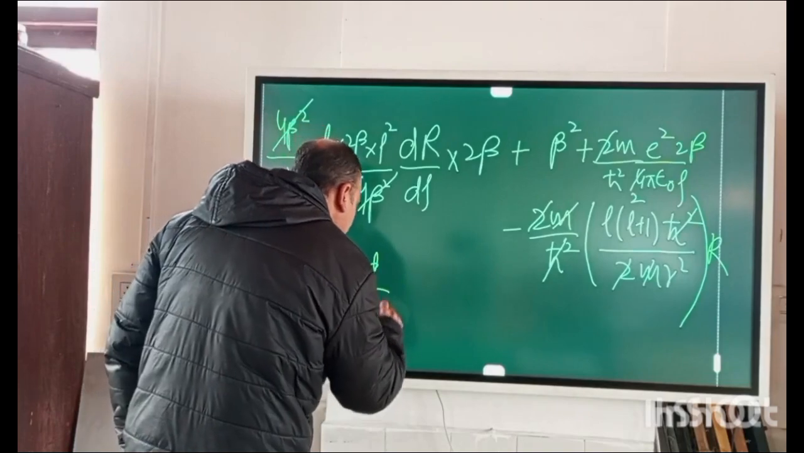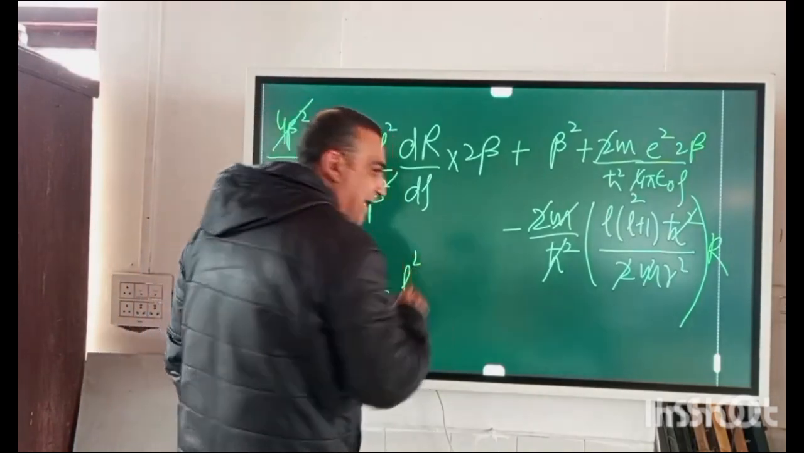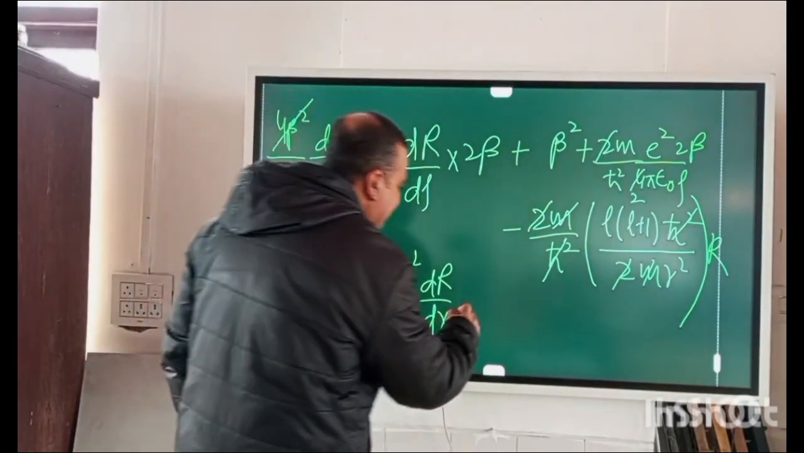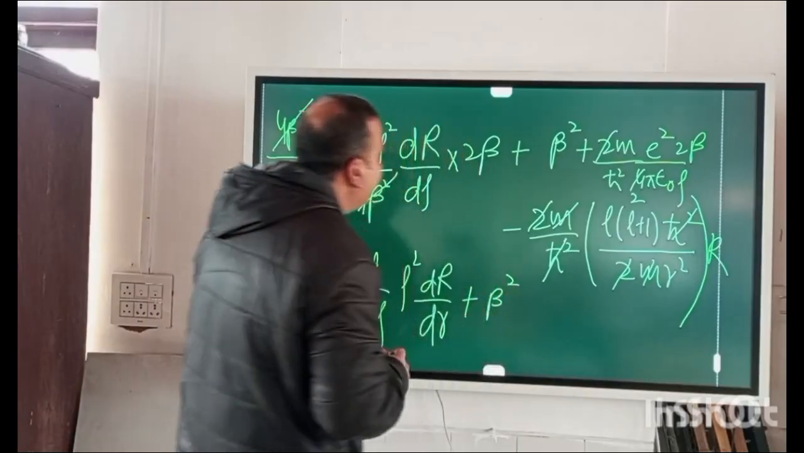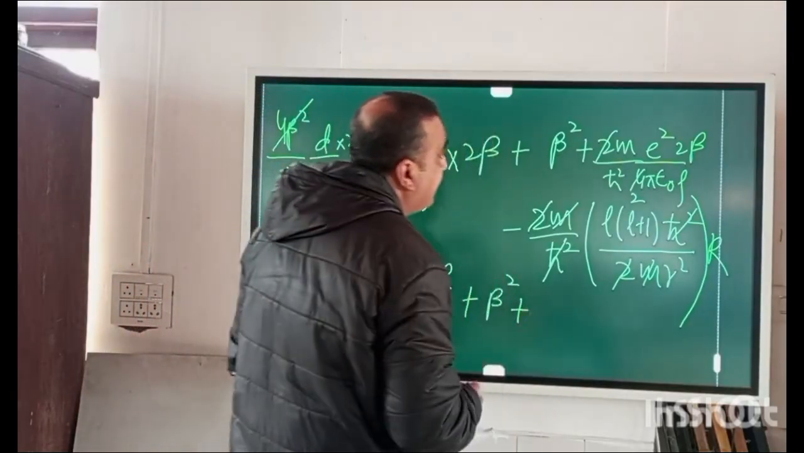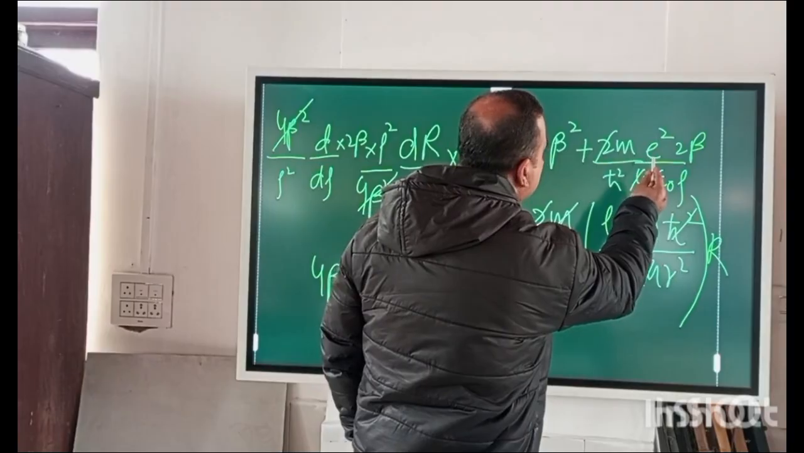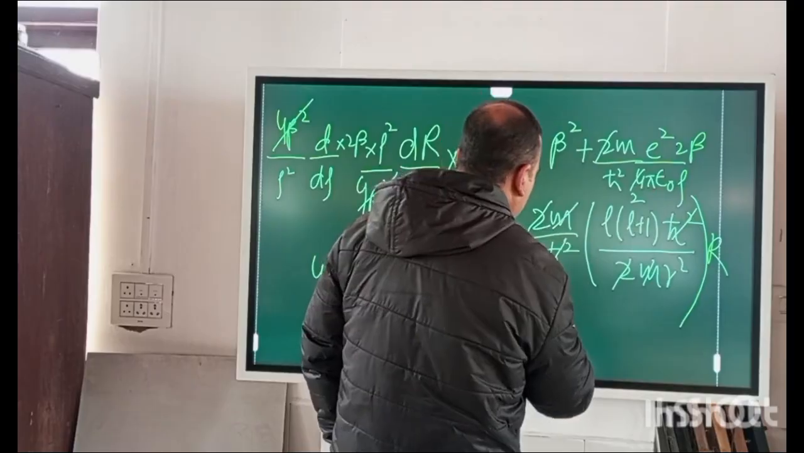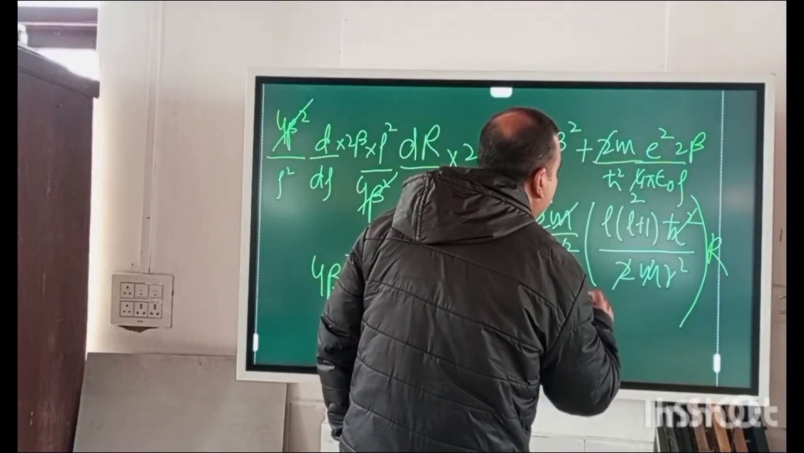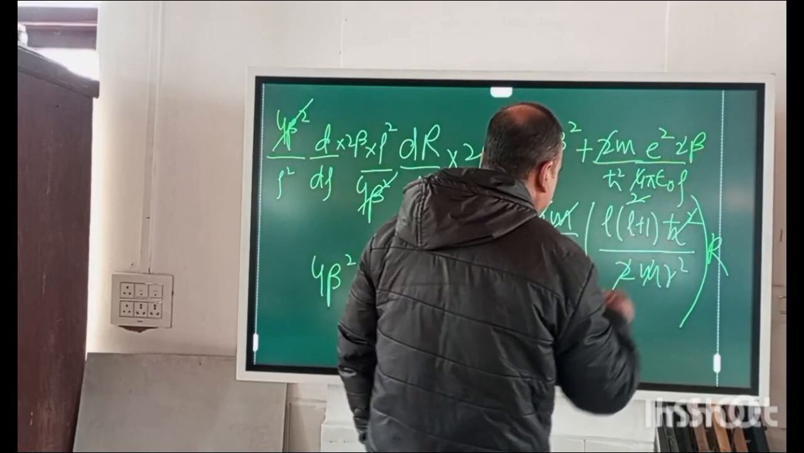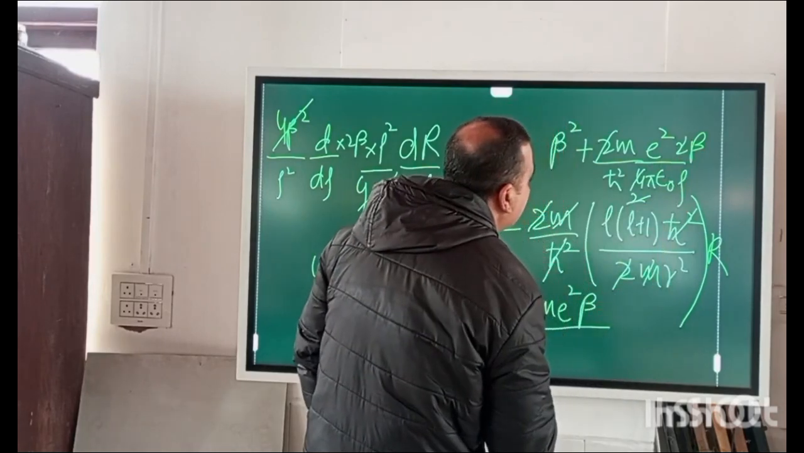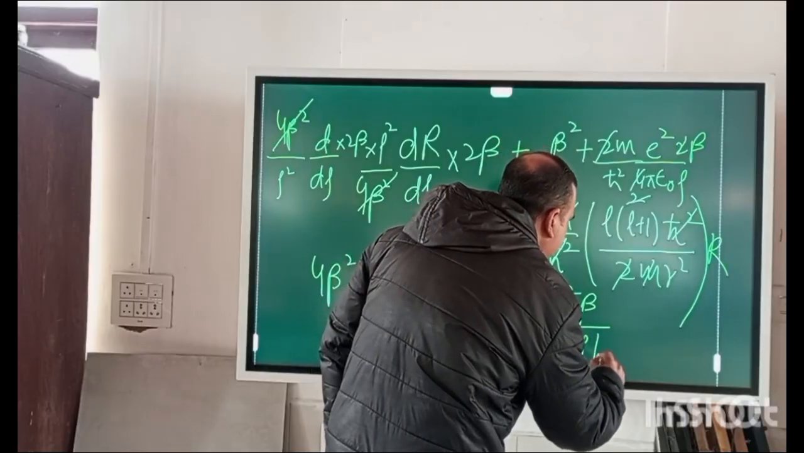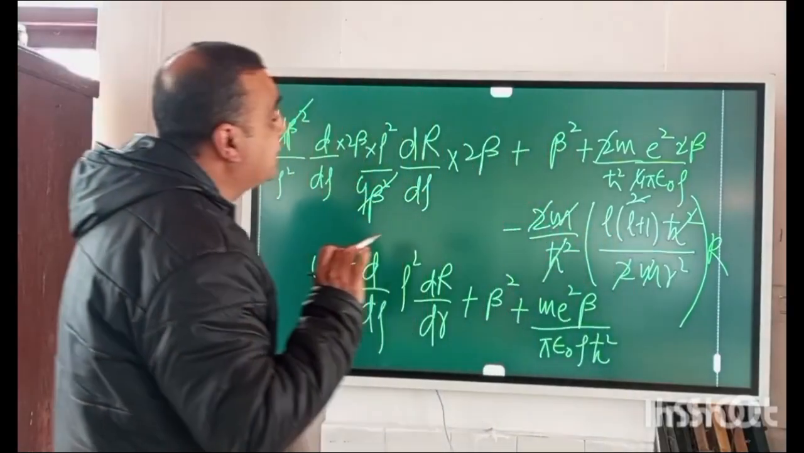Then you have d by d rho of rho square, d capital R by d rho. Am I right? Okay, plus beta square. Okay, plus, this is m. 2 and 2 will also go. This will be m e square beta by pi epsilon naught rho h bar square. This 2 will also go, no? Yes. You check it again. Is it fine? Yeah, it's fine.